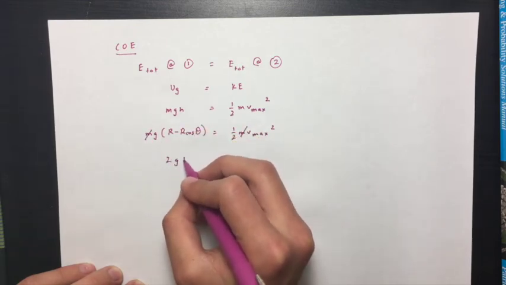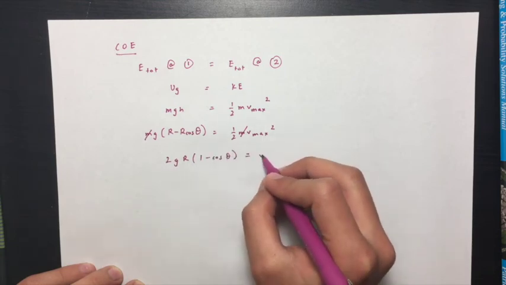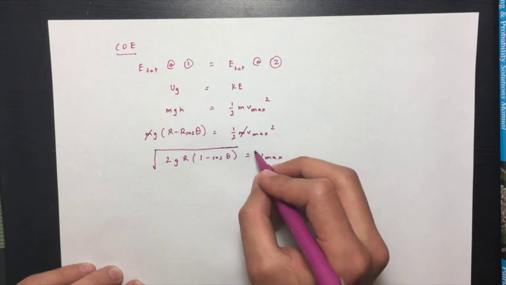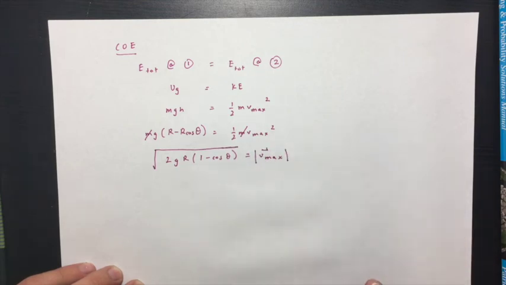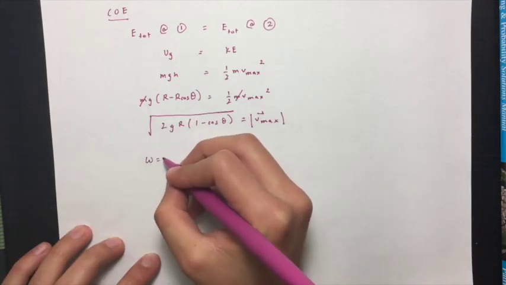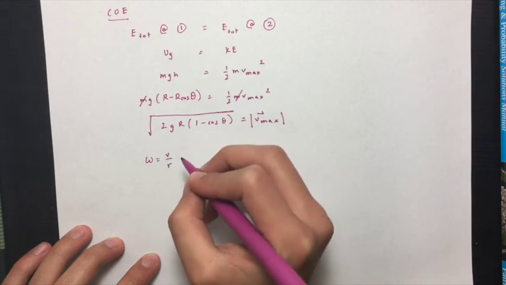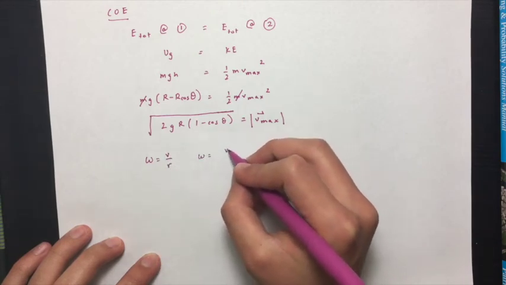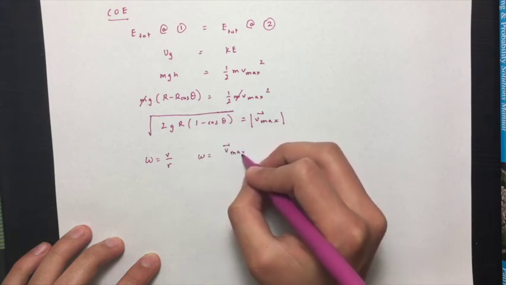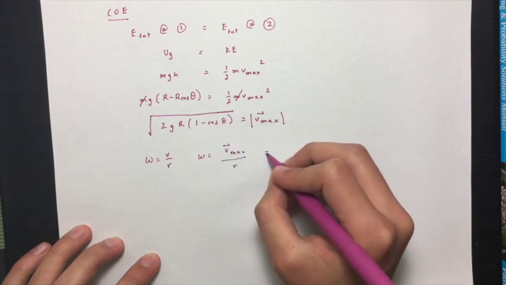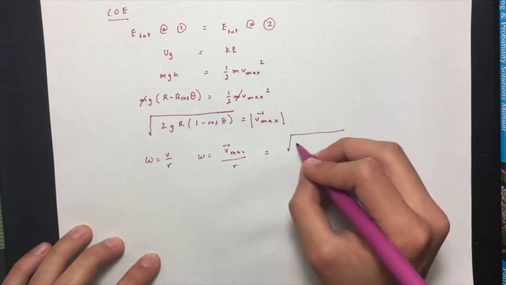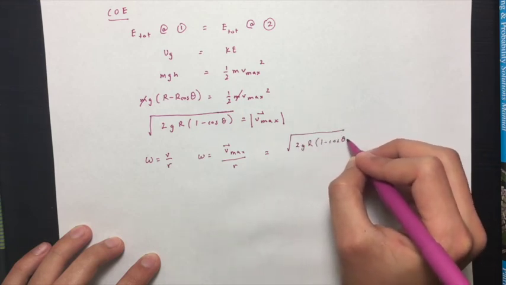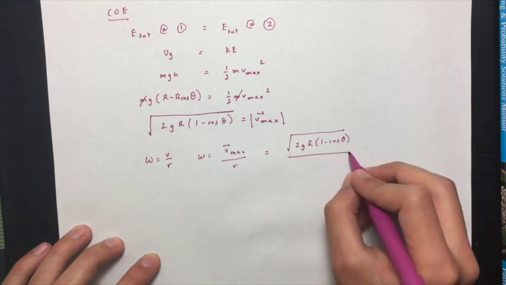Finally, by dividing both sides by m, multiplying by 2, and taking the square root of both sides, we can find the maximum velocity. We know that omega is equal to the maximum velocity over the radius, and now we can substitute our expressions into this equation and find the final answer, which is the square root of 2gr times 1 minus cosine theta, all over r.